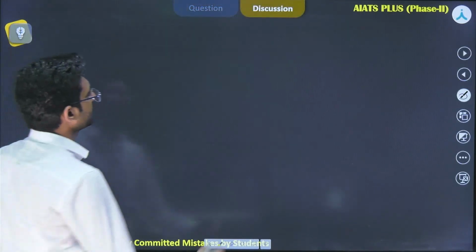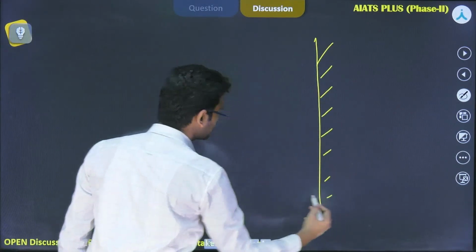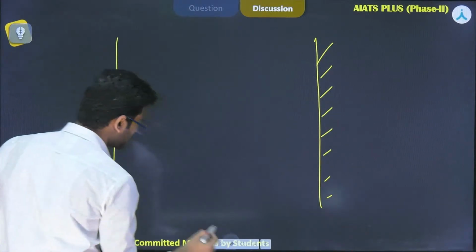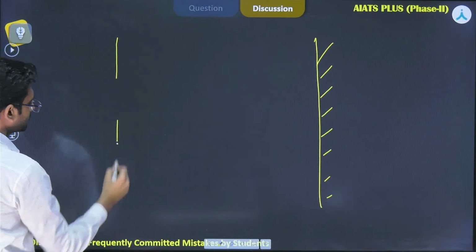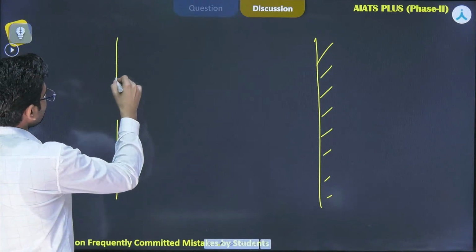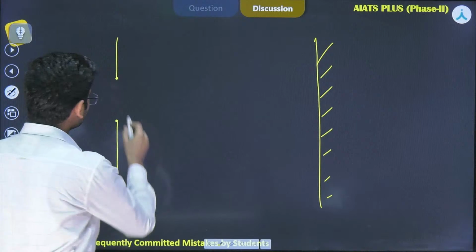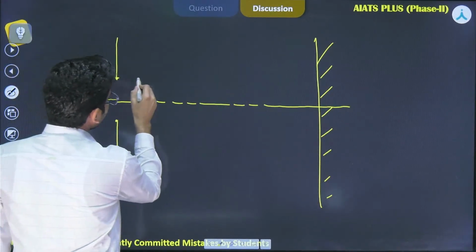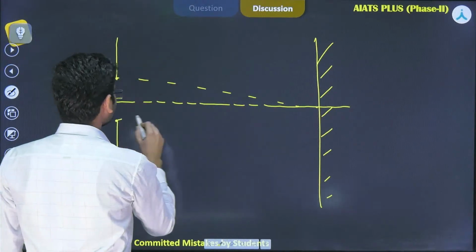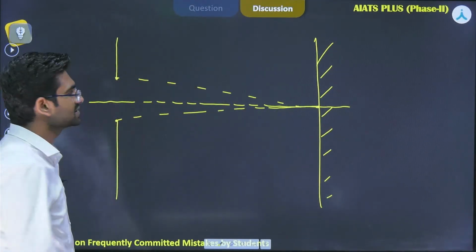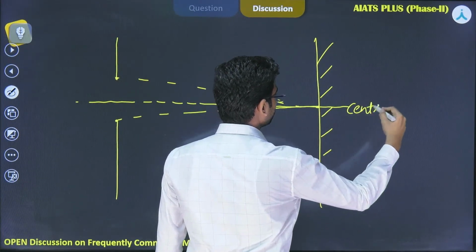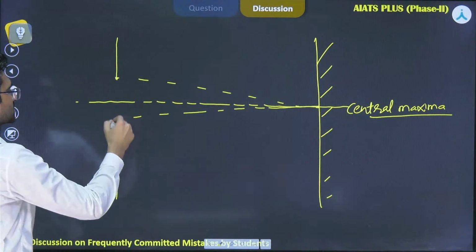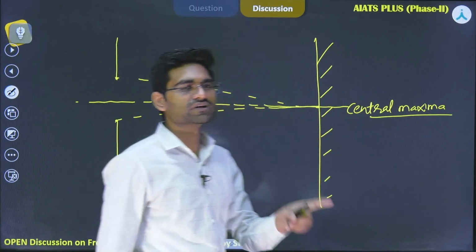So what happens is, if this is a screen, and this is a slit, see, the slit is very small, but I am making it big here. Now we take two wavelets from the endpoints, from here and here. This is the central line. If light rays from here reach here, then this is the central maxima. Why central maxima? Because there would be no path difference between these two lights. That's why there would be constructive interference and we will get a central maxima here.